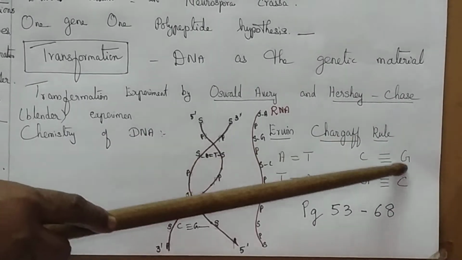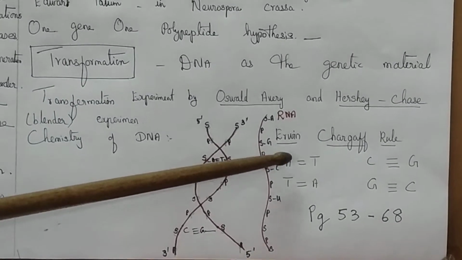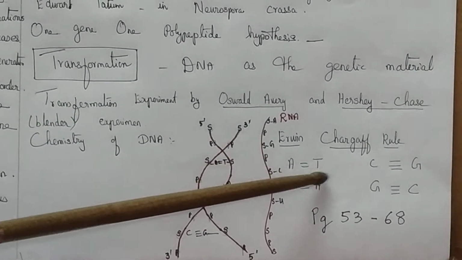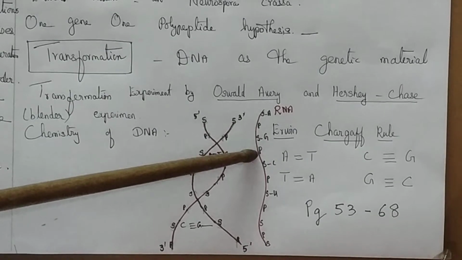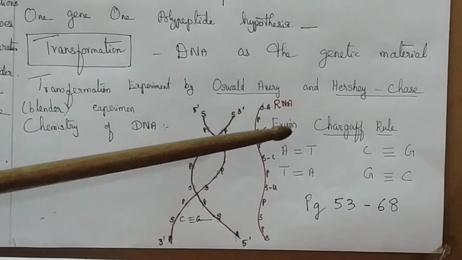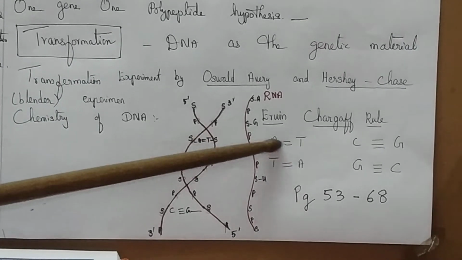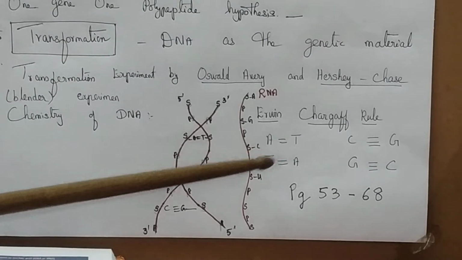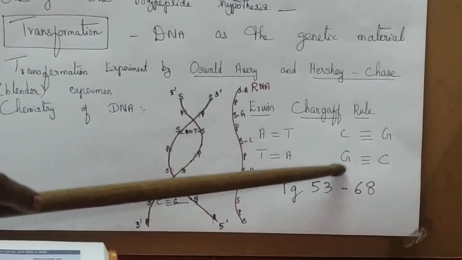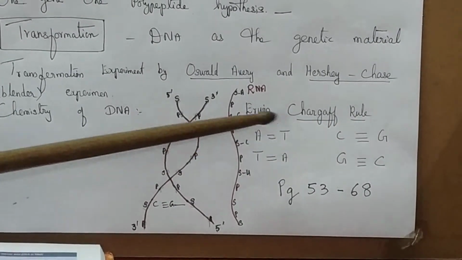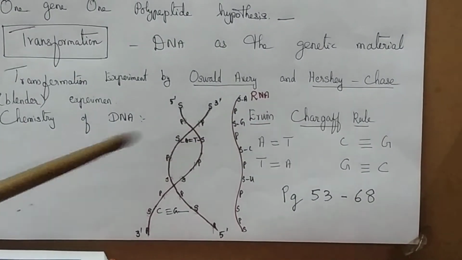There are four nitrogenous bases: adenine, cytosine, thymine, and guanine. This law is called the Erwin Chargaff rule. This rule says that adenine links with thymine with the help of 2 hydrogen bonds, thymine with adenine by 2 hydrogen bonds, cytosine with guanine, and guanine with cytosine by 3 hydrogen bonds. This rule is called the Erwin Chargaff rule.